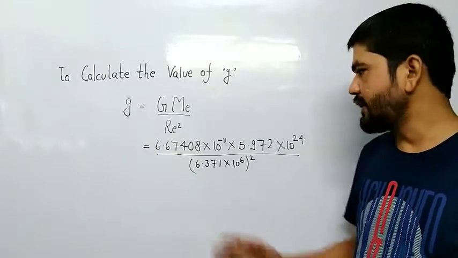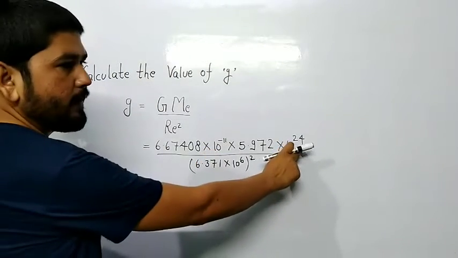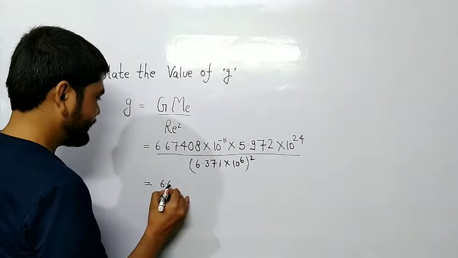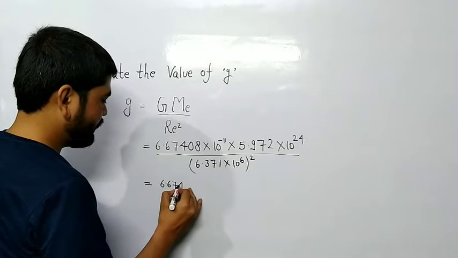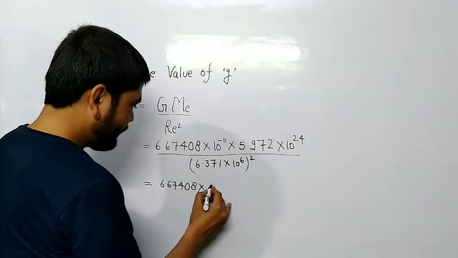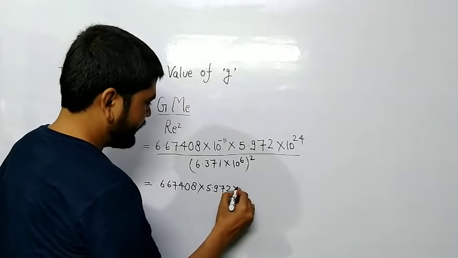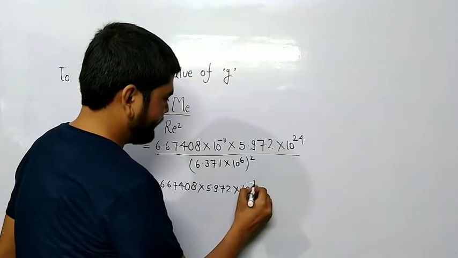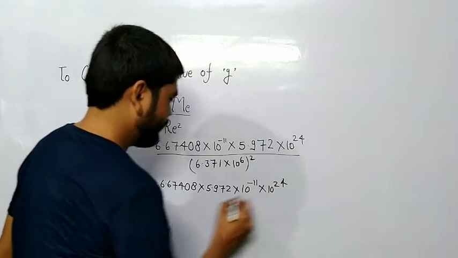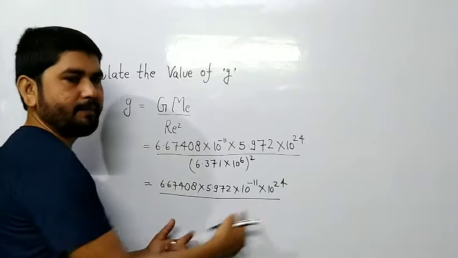Okay guys, so now see what we will do. Here it is 10 to the power minus 11, and here it is 10 to the power 24. So right here 6.67408 into 5.972 into 10 to the power minus 11 into 10 to the power 24. Any problem? No problem, guys. Just what we have done: numbers together and powers together.